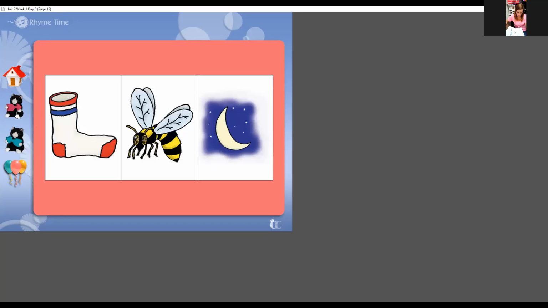Let's do another one. Which word rhymes with see and me? See and me. We have sock, bee, and moon. So see, me, sock, see, me, bee, see, me, moon. Which one of those rhymes? See, me, bee. That's our rhyme lesson for the day.